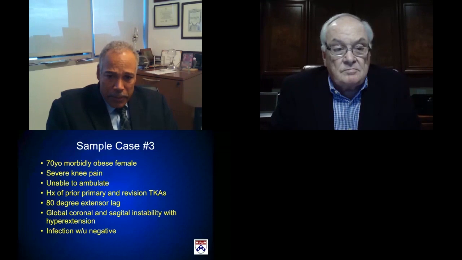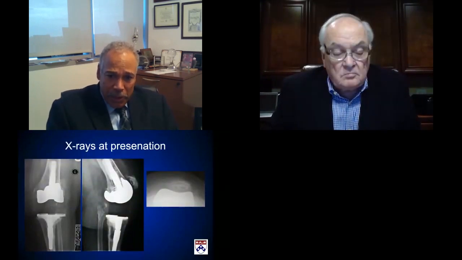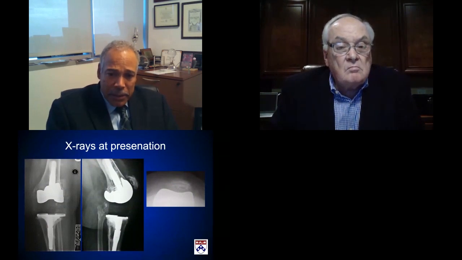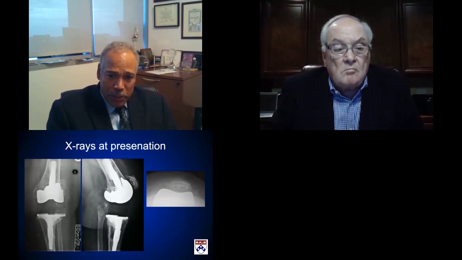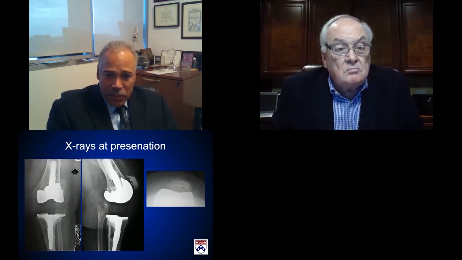Next. And here, this is the earlier x-ray you saw with the combined global instability and extensor mechanism disruption, but you notice a marked patella alta, your tibial tubercle is missing. You can see the tibial bone loss if you look at the fibular head and the very large insert. And even with that very large insert, there still was a lack of stability.